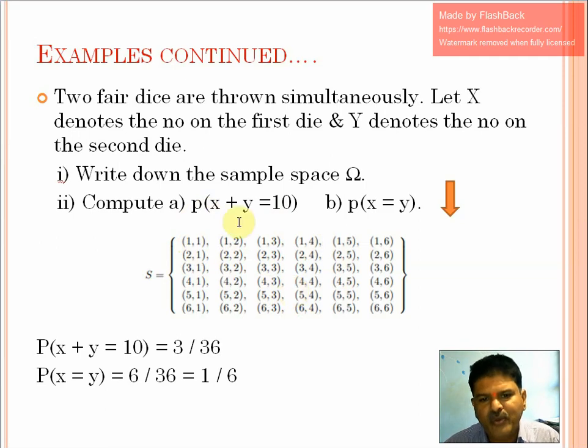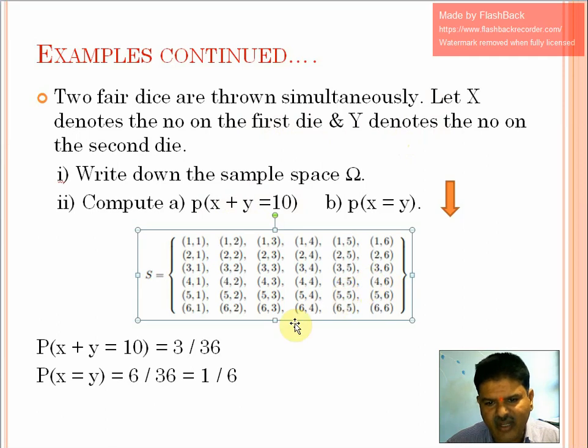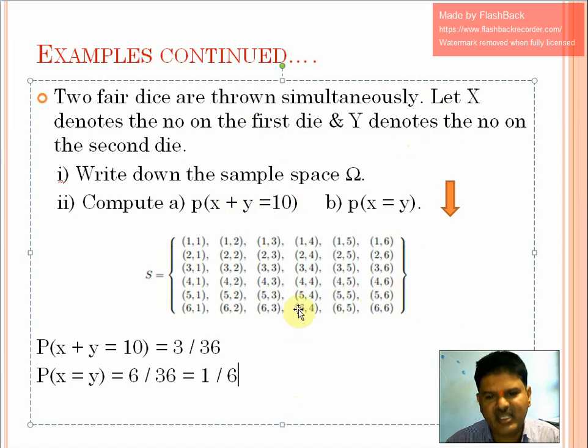Now we have to compute the probability of x plus y equal to 10. What is meant by x and y? x denotes the number on the first die and y denotes the number on the second die. So this means the sum of the numbers on the first and second die should be 10. What are the possible cases? 4 and 6, 5 and 5, 6 and 4. So this is the first one, this is the second one, and this is the third one. These are the 3 possible cases out of 36 cases. Therefore the probability of x plus y equal to 10 becomes 3 by 36.